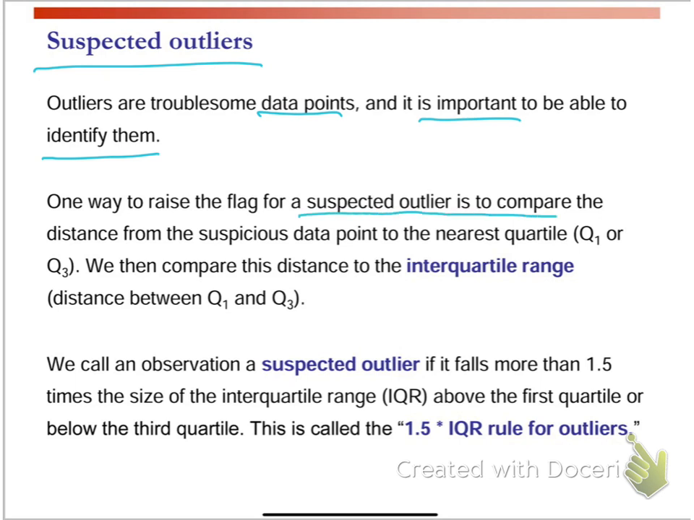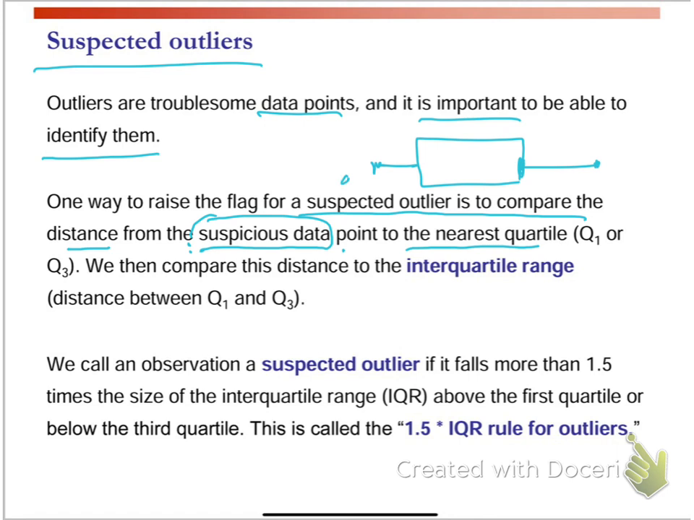For a suspected outlier, we compare the distance from the suspicious data, the wrong data, or the data which I'm not happy with, which I don't feel comfortable about. They call it suspicious. The suspicious data point is compared to the nearest quartile. So I have to measure from the data point to the nearest quartile, to Q1 or to Q3. So I have it here, okay.